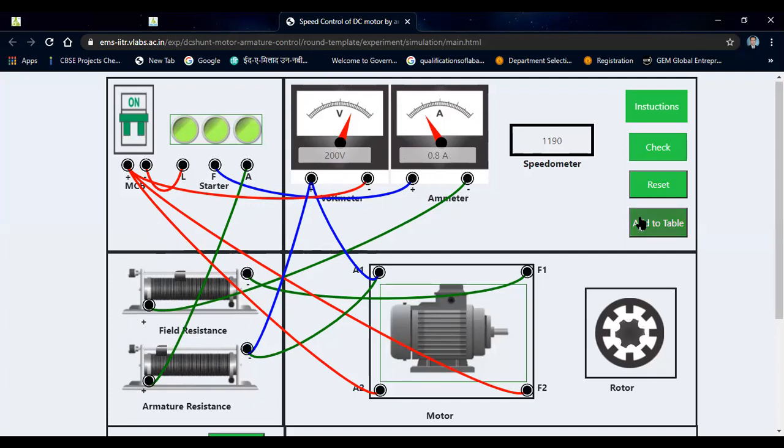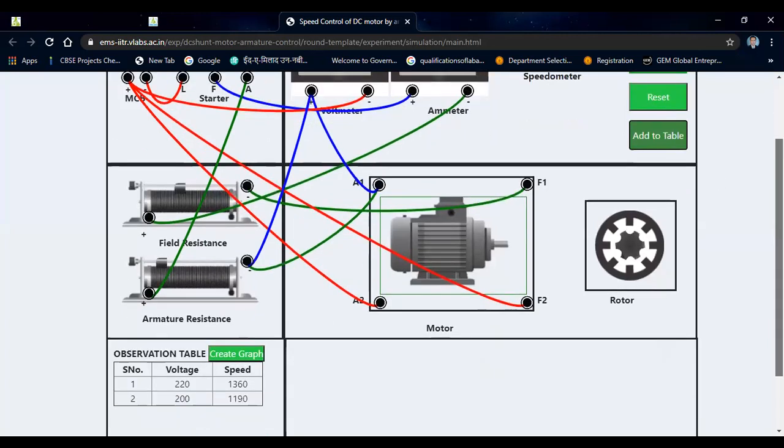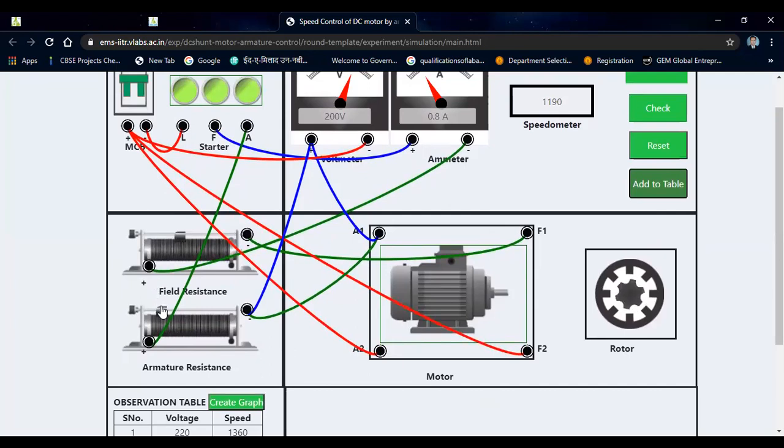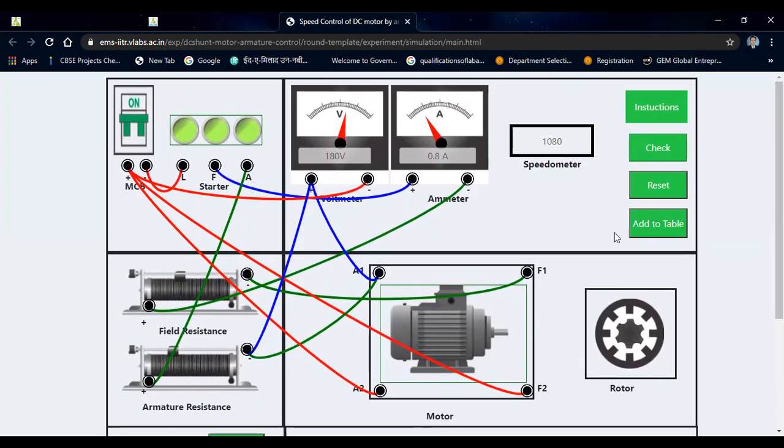Now again we add the second value to the observation table. Again we move the slider. Again, resistance value is changed, current increases, voltage drop increases, so voltage across the armature will decrease. The field current again remains constant, and speed will decrease. Again we add it to the table.